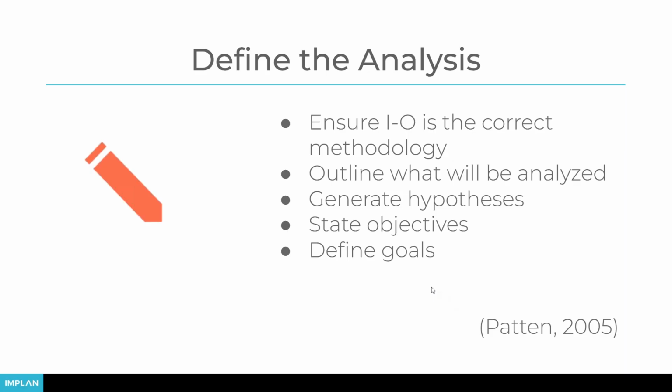Again, IMPLAN uses an input-output method. It's not always the most appropriate method to use when you're setting up some of these renewable energy projects. In some cases, a cost-benefit analysis might be sufficient. In other cases, you might want to consider doing some CGE modeling to make sure you're adding in all the other factors. So step one is to ensure that IO is going to be the correct methodology to use. The second thing you want to do is outline all of the things that you hope to analyze with this. Then, of course, step three is to generate your hypothesis, state all of your objectives, and define your goals.